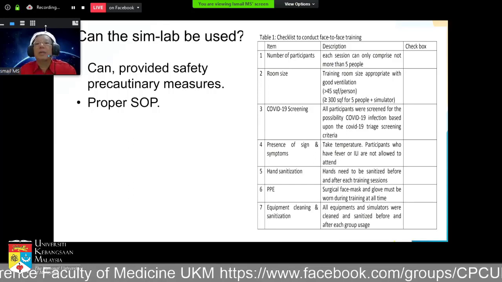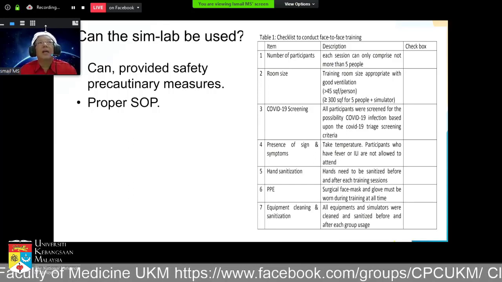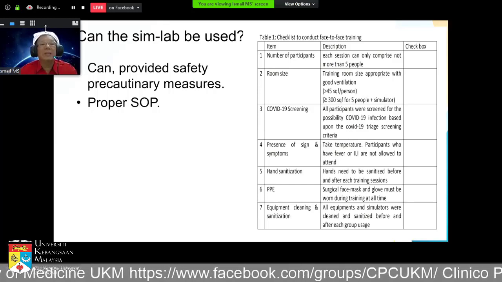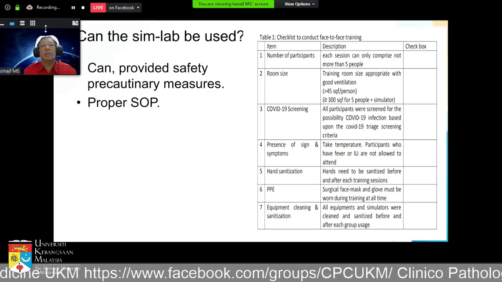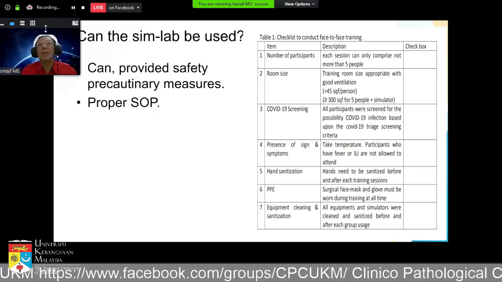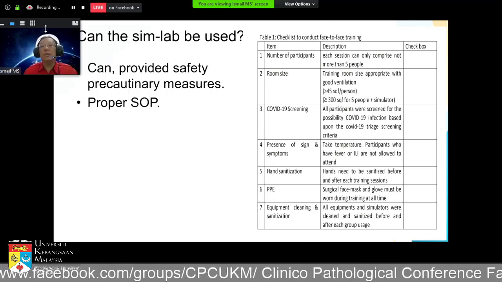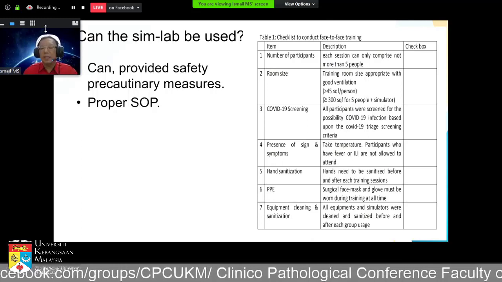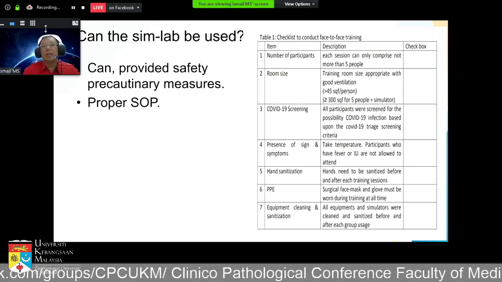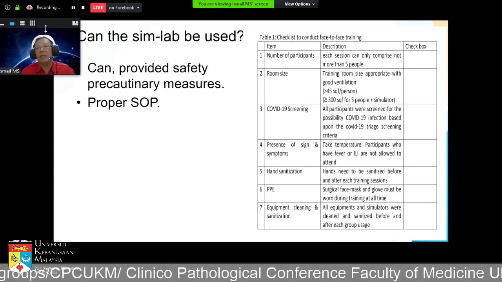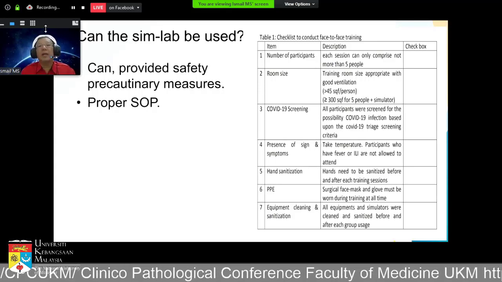I think this is a question. Can it? I don't know, but to me, I think it can, provided we take certain safety precautionary measures. We've done that now. We in the emergency department have done face-to-face teaching to our staff during this pandemic. And so far, alhamdulillah, none of them are down with any problems. But I think it has to be done carefully.